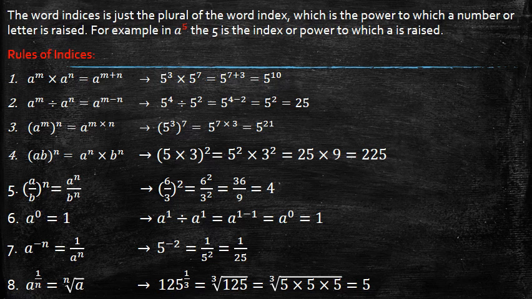And then the last rule we have here says if you have a raised to the power 1 over n, it's going to be the nth root of a. So in this example here, we have 125 raised to the power of 1 over 3. So that's going to be the third root of 125. And 125 is 5 times 5 times 5. So the third root just means a number that you multiply 3 times to give you 125. So that's 5.